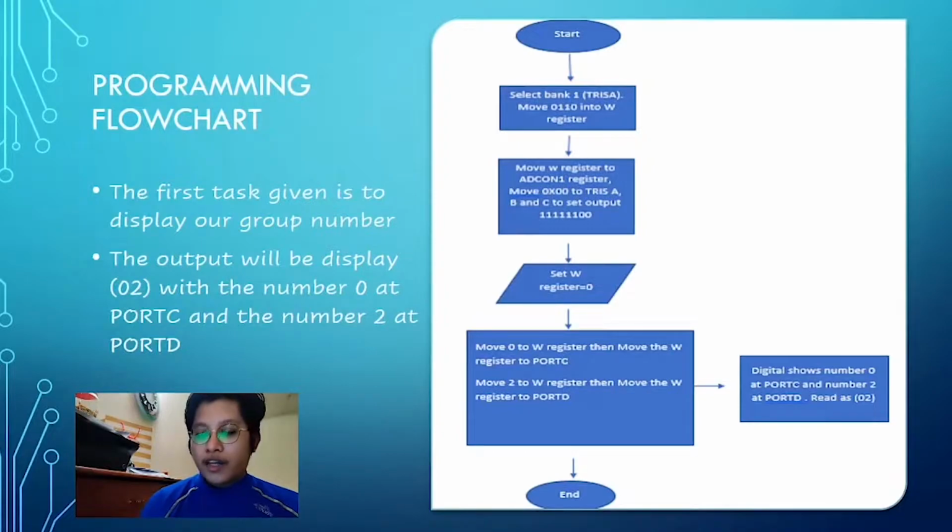And next, we move the number 2 to the W register, and then move the W register to port D. So this will come out with 02 at port C and port D. Right, and that's the end of this first task.